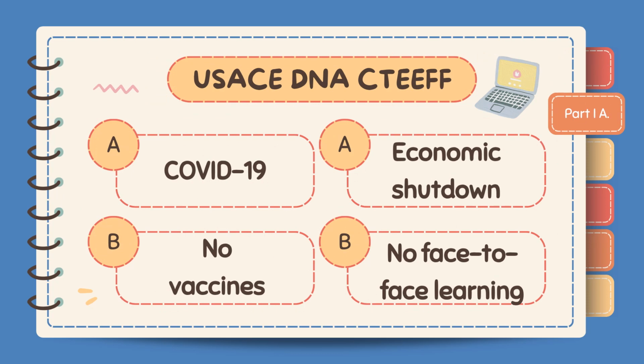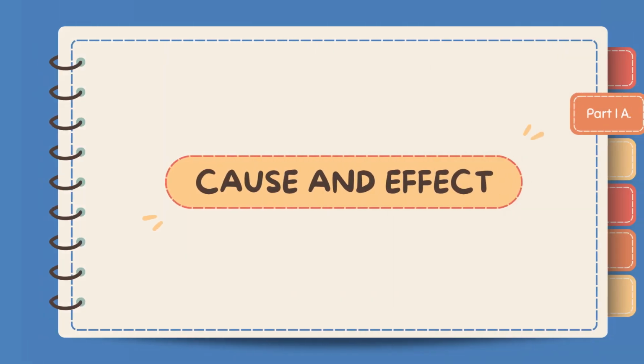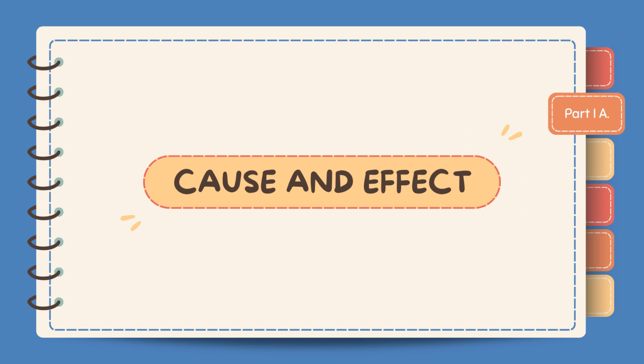Now, let us look for connection among the words flashed. Using these words, try to guess the correct term from the jumbled letters. We have here COVID-19, economic shutdown, no vaccines, no face-to-face learning. What do you think is the answer? The answer is cause and effect.